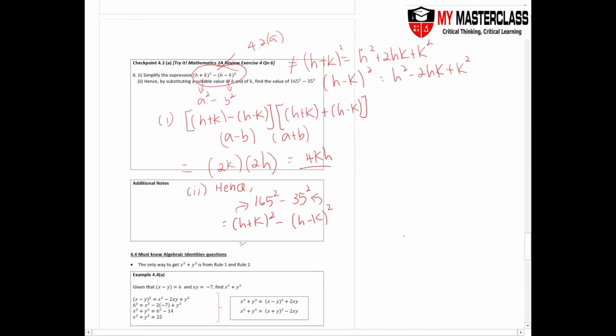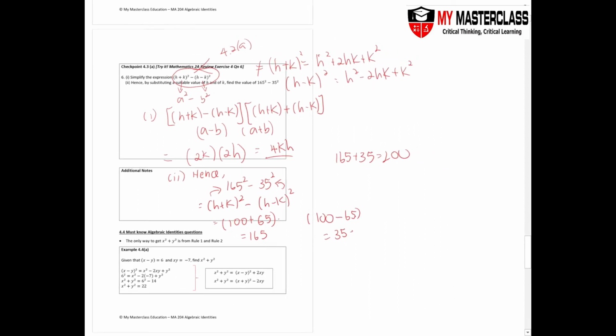So obviously, you can see the h is technically, you realize 165 plus 35 equals to 200. So therefore, you have 100 plus 65, and then you get 165, right? And then you also have 100 minus 65 to give you 35. Can you see how it looks like?